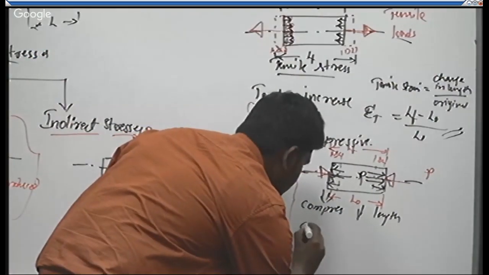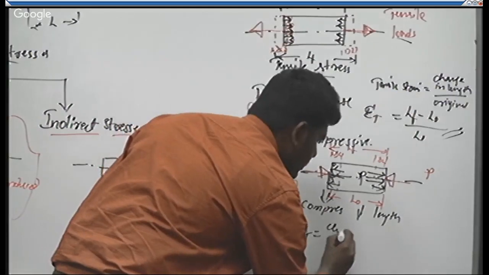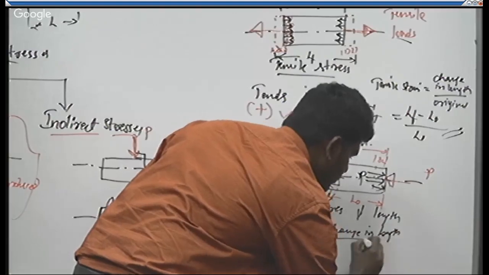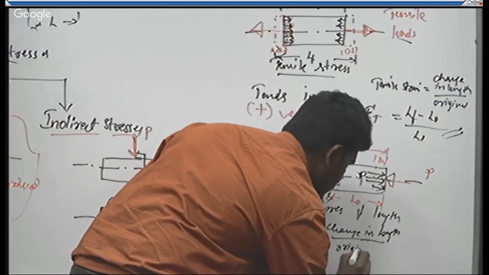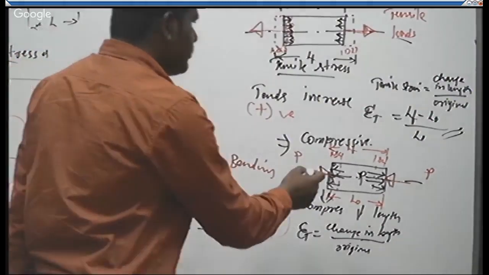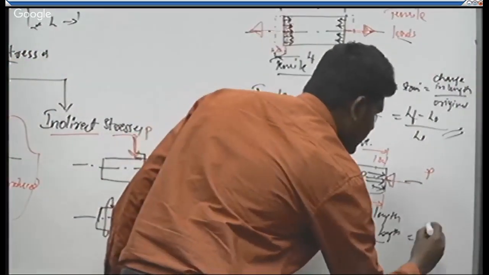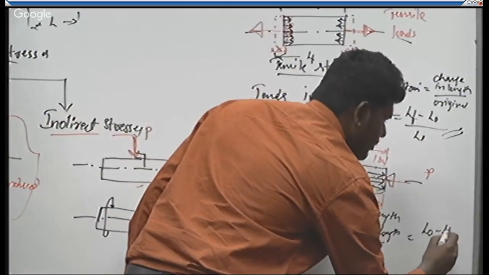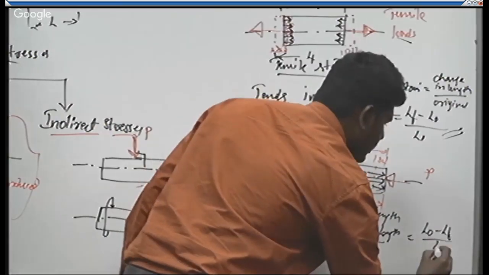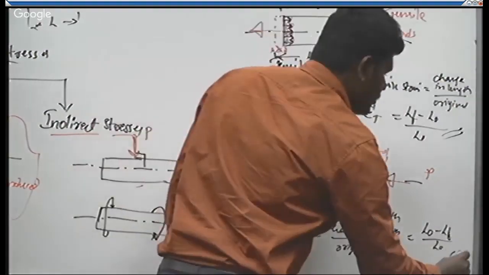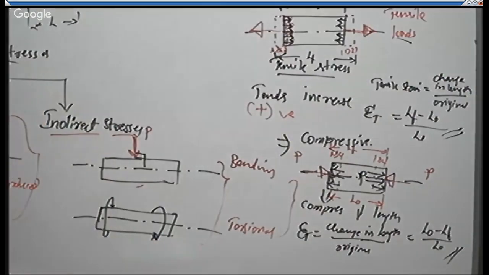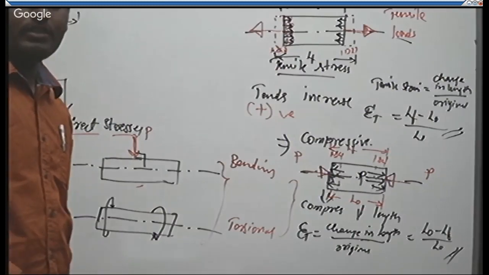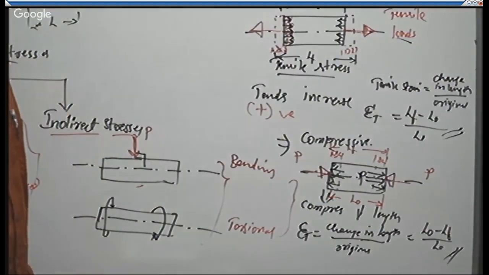The corresponding compressive strain will be given by the change in length to its original length. So here the change in length is given by the original length minus the length it is compressed to due to the action of these push type of loads, divided by its original length. So this ratio will give you the corresponding compressive strain. You can look at some of the images and slides we have seen.